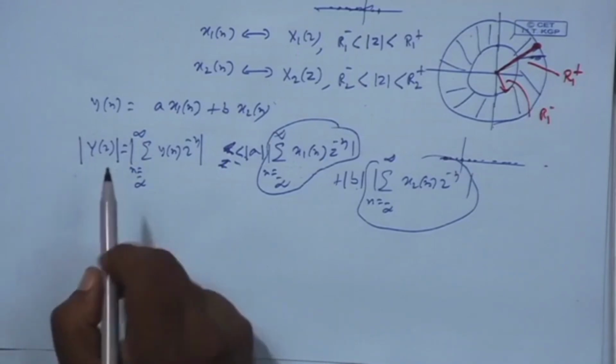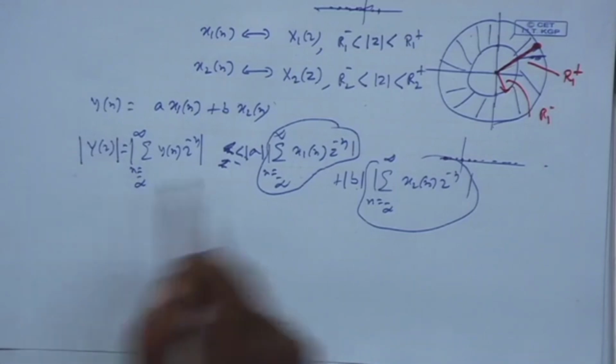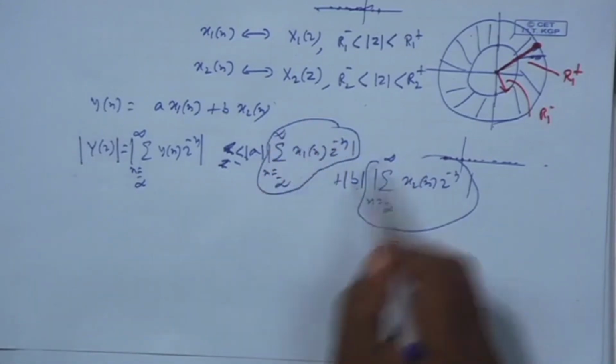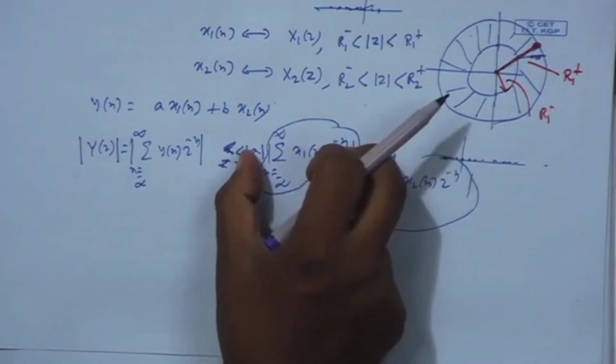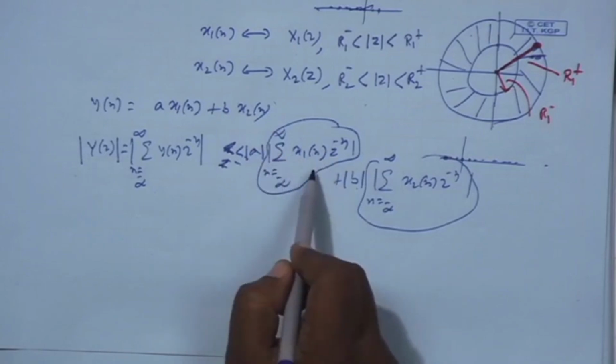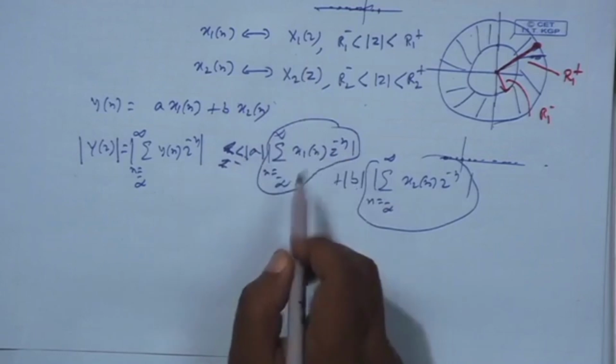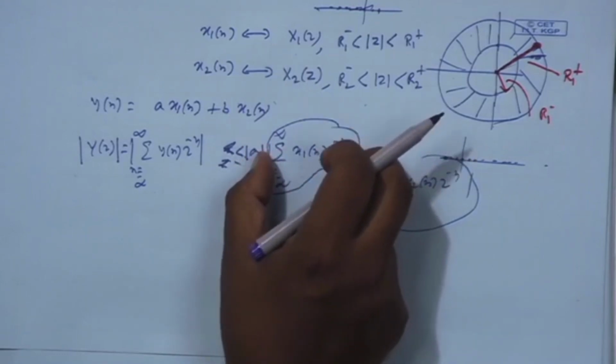Therefore, ROC of Y(z) should be what? It will be such that this is finite, but this is what? This is the mod of the Z transform of x1[n]. This will be finite in the ROC of capital X1(z), because after all this was the Z transform of x1[n], I am taking mod of that.